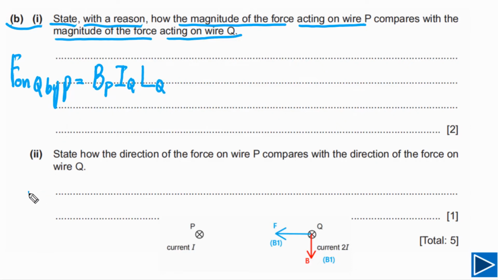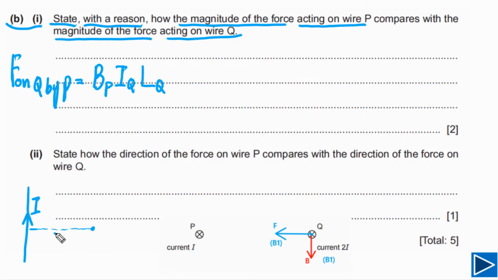Now we need to understand how we can find out the magnetic field at this point due to wire P. For any wire, if the current is I in the wire and the wire is very long, we can find out the magnetic field at any point.